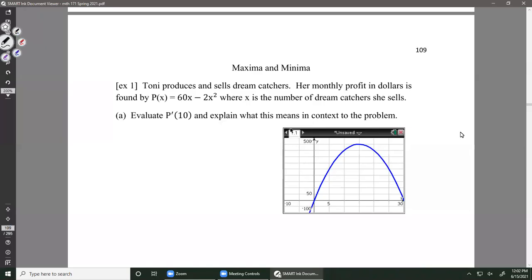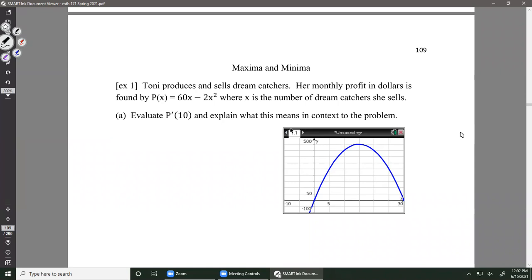So maxima and minima. It's really talking about peaks and valleys. Example 1 says Tony produces and sells dream catchers. Her monthly profit in dollars is found by P of x equals 60x minus 2x squared, where x is the number of dream catchers she sells. And here's a graph.